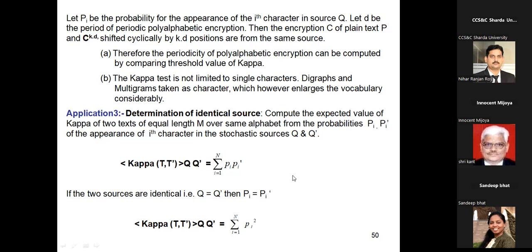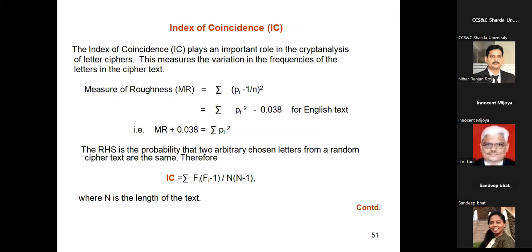So I wanted to only tell you here that this kappa statistic is only one mathematical tool which can give you much information: identical source, identical language, and recognition of the language. All these things you can do from this one source.